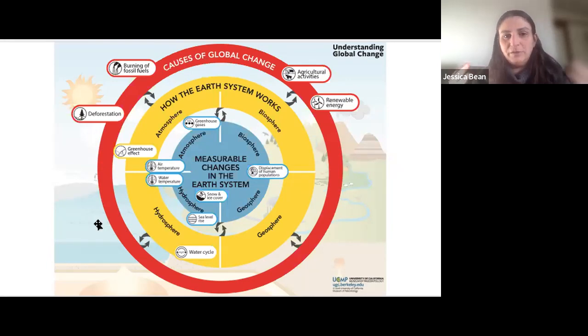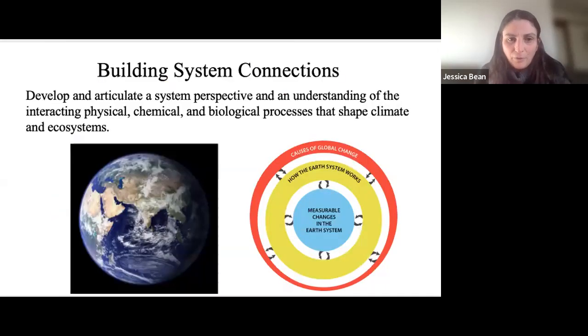Again, you can build up the complexity over time. So what I've done here is just add the icons, the concepts that are relevant maybe to a particular unit that we're covering. And we could build that up over time over the course of the year. So again, the ultimate goal is that students start to develop and articulate a systems perspective. They start to see how all of these different topics are related and interact and shape our climate and our ecosystems.